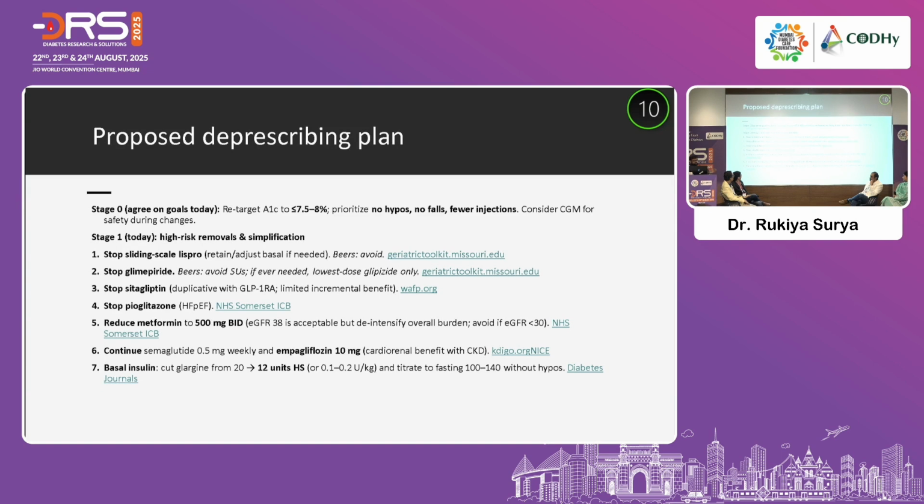Stopping pioglitazone can be considered because again, he has heart failure. Then reduce metformin dosage, eGFR is low. Semaglutide can be continued. Then empagliflozin, maybe we can up titrate also. Empagliflozin 10 and 25, we can still think about it. Basal insulin, again cut glargine from 20 to 12 units. All these things we can do with the help of a CGM. It's not that these are hard and fast rules. We can take it on a patient to patient basis and on a day to day basis if required.